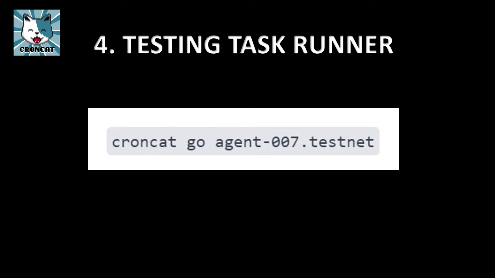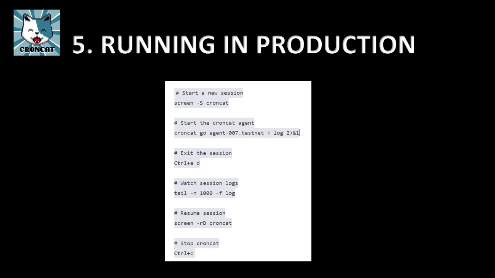Fourth step is testing Task Runner. Run the CRONCAT agent and set the agent account ID. Final step is running in production. Once you've run all the above commands, it's time to move into something much more stable. If you are only using the CLI as your agent, you can set up a screen session so the runtime persists even when you are not active in the shell runtime.